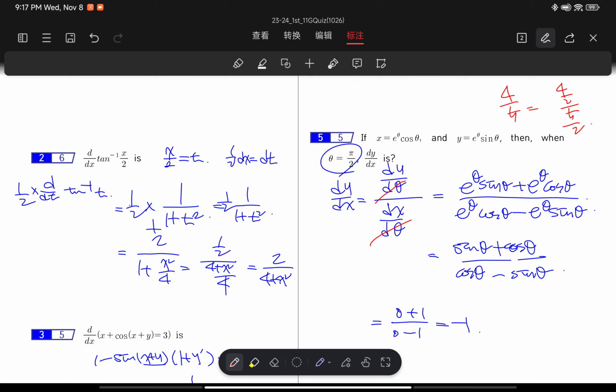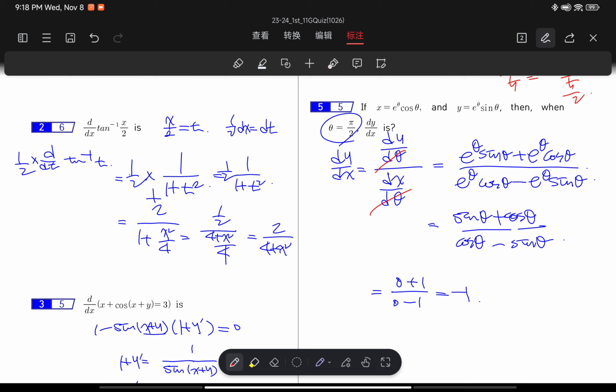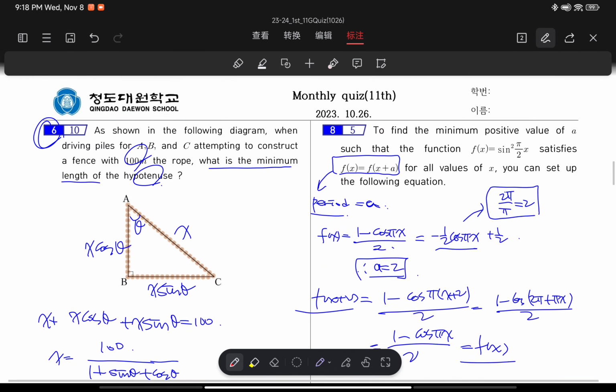So dy/d theta equals e to the theta sin theta plus e to the theta cosine theta, and dx/d theta equals e to the theta cosine theta. You should be aware of the sign, because the derivative of cosine theta equals negative sin theta, so minus e to the theta sin theta. So canceling e to the thetas, sin theta plus cosine theta divided by cosine theta minus sin theta. Putting in pi over 2, then 0 plus 1 divided by 0 minus 1 equals minus 1.